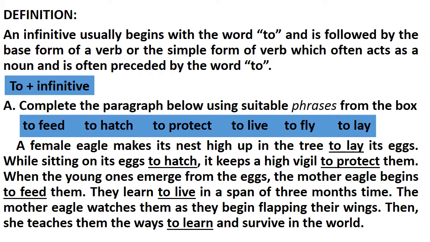But before that, I would once again try to define infinitive in short so that it will be easy for you to understand how infinitives work followed by a gerund. An infinitive usually begins with the word to and is followed by the base form of a verb or the simple form of a verb, which often acts as a noun and is often preceded by the word to. To plus infinitive.